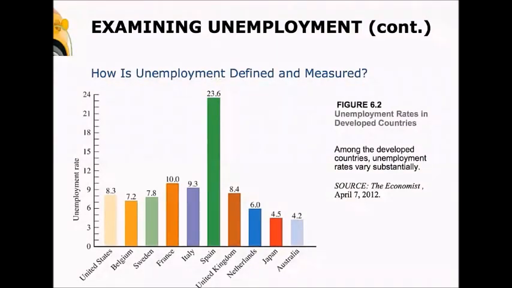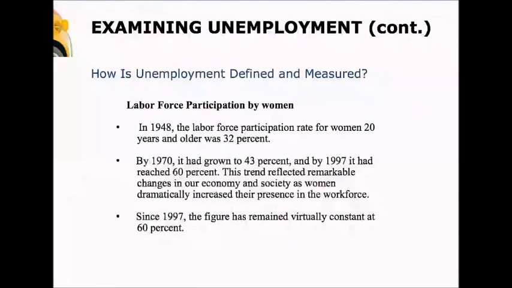Now, is it the same everywhere? No, it's not. The unemployment rate changes within a country, but it also differs across countries at any point in time. Let's look at the unemployment rate across countries from The Economist in 2012. In the United States, it was 8.3%. Belgium, Sweden, Italy, France were right around the same number, between 7 and 10%. Spain, however, had a very high unemployment rate of 23%. And if we look at the low end, Australia had unemployment of only 4.2%. So even at the same point in time, different countries had different unemployment rates.